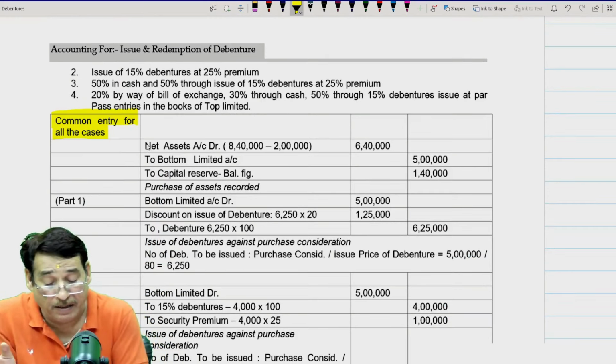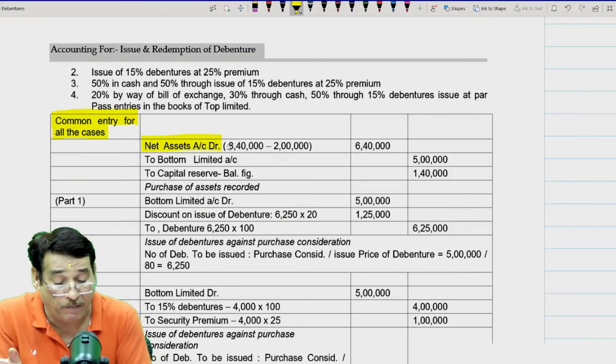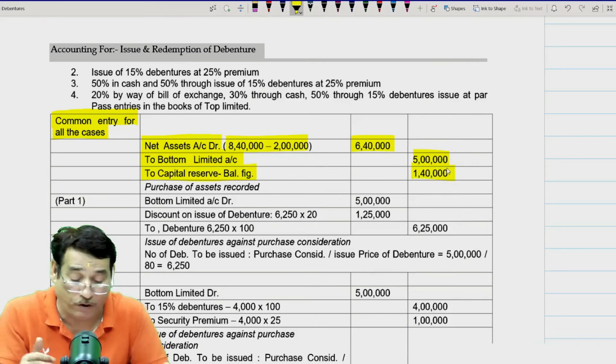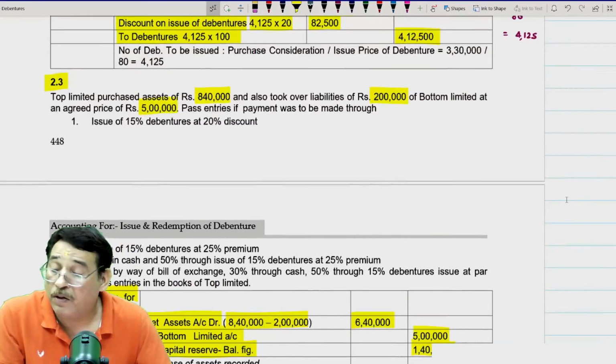Correct? Net assets account debit 8,40,000 minus 2 lakh. That is 6,40,000. And we have to pay to Bottom Limited. Bottom Limited is the vendor company. So the difference will be capital reserve. This is common entry for all the cases. Correct?